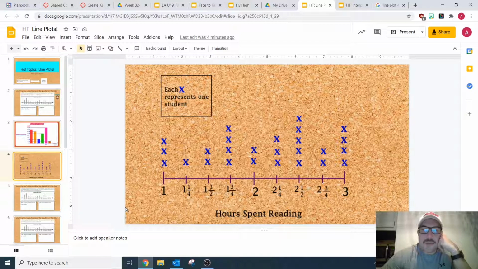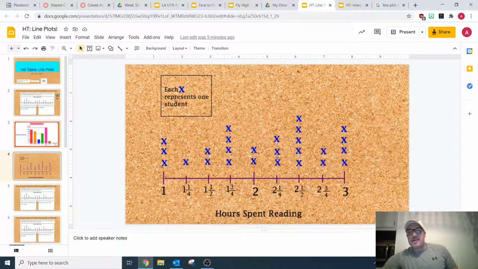Line plots usually show a little bit different information than a bar graph does, because you usually have different quantities. For example, this is a survey of hours spent reading in a day, and down here on the bottom we've got 1, 1.25, 1.5 hours, 1 3/4 hours, 2 hours, 2 1/4, all the way up to 3 hours. Our line plot says each X represents one student. So I have 3 X's here on 1 hour: 1, 2, 3. That tells me 3 students spent 1 hour reading. When I look at 2 hours, I have 2 X's, so 2 students spent 2 hours reading.